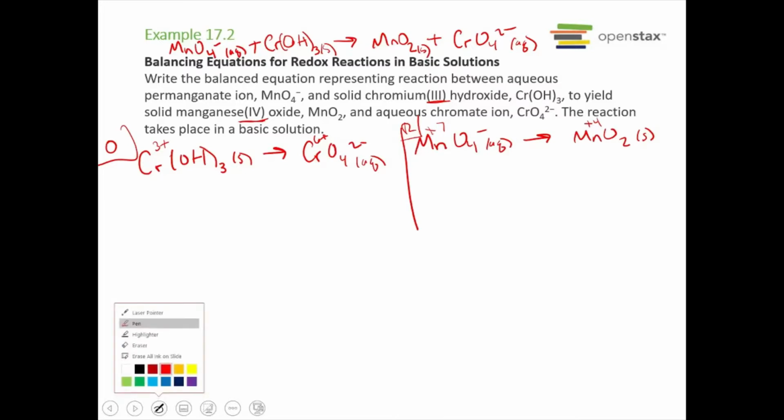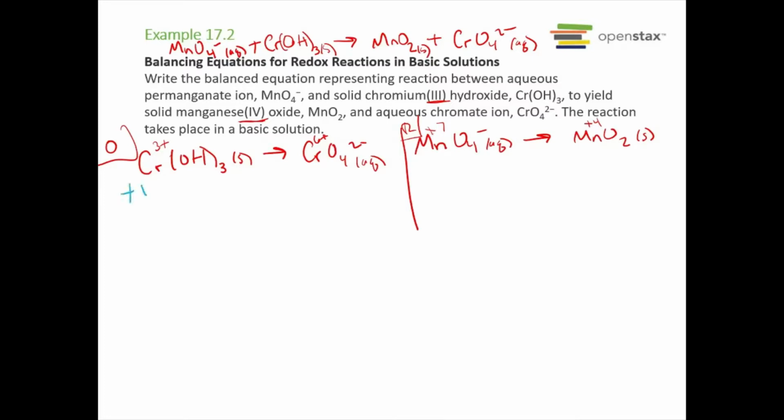So now let's go ahead and go through our steps. First is to balance things that aren't oxygen or hydrogen. Those are already balanced, so we got off the hook there. The next is to balance oxygen by adding water. So on our chromium side, we need to go ahead and add a water because we only have 3 oxygen on the left versus 4 on the right. And then for the manganese side, we have 4 oxygen on the left versus 2 on the right, so we need to add 2 to the right side. And just remember that water is the liquid phase.